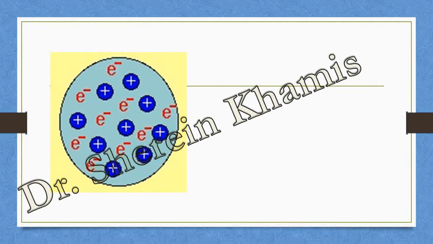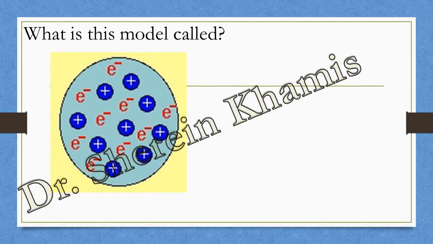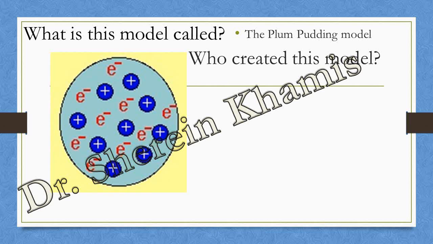Here we have a model. What is this model called? We have a lot of questions. I collected some of the important questions for you, and I think they are the main kinds, not only the choose or MCQ questions. We have here a model in front of you. We call it the Plum Pudding model. Okay, who created this model?